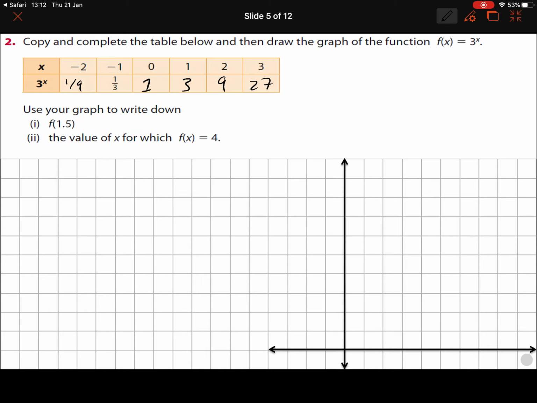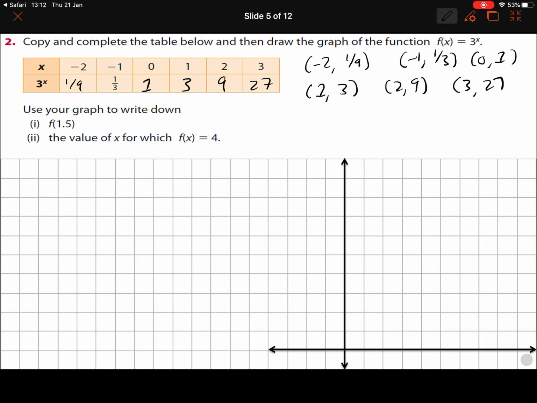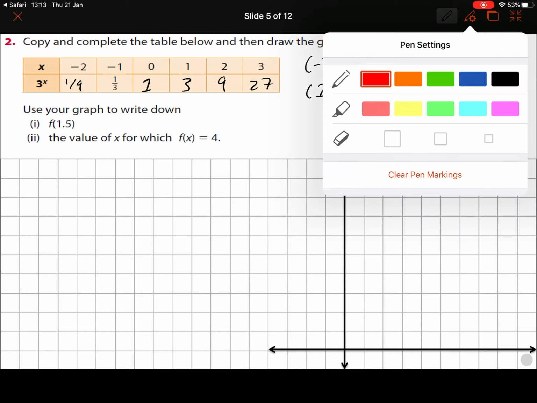So to plot those points, if you want to write out your points first. So minus 2, 1/9. Minus 1, 1/3. 0, 1. 1, 3. 2, 9. And 3, 27.